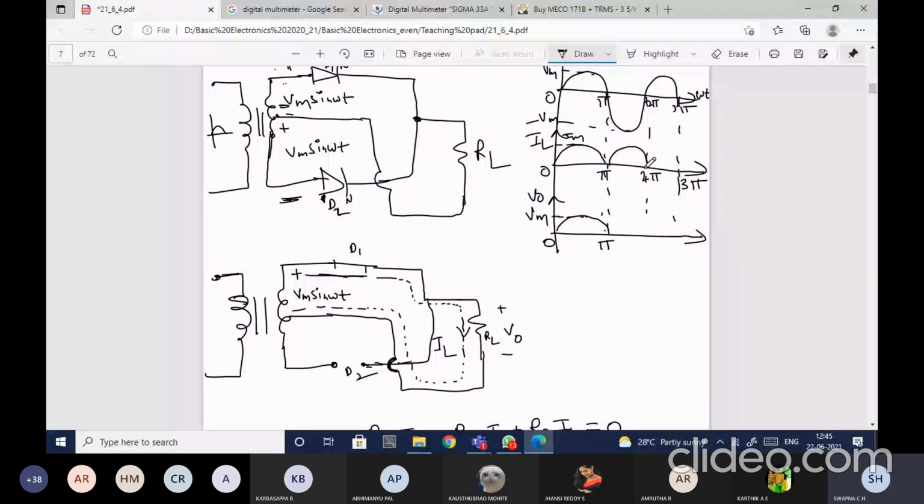Here also same. Since the current is positive, the voltage will also be positive. That is what this one. So again, the positive half cycle will be rectified. Negative half, even the voltage, you'll get like this. Okay, so this is the output waveform of your full wave rectifier.